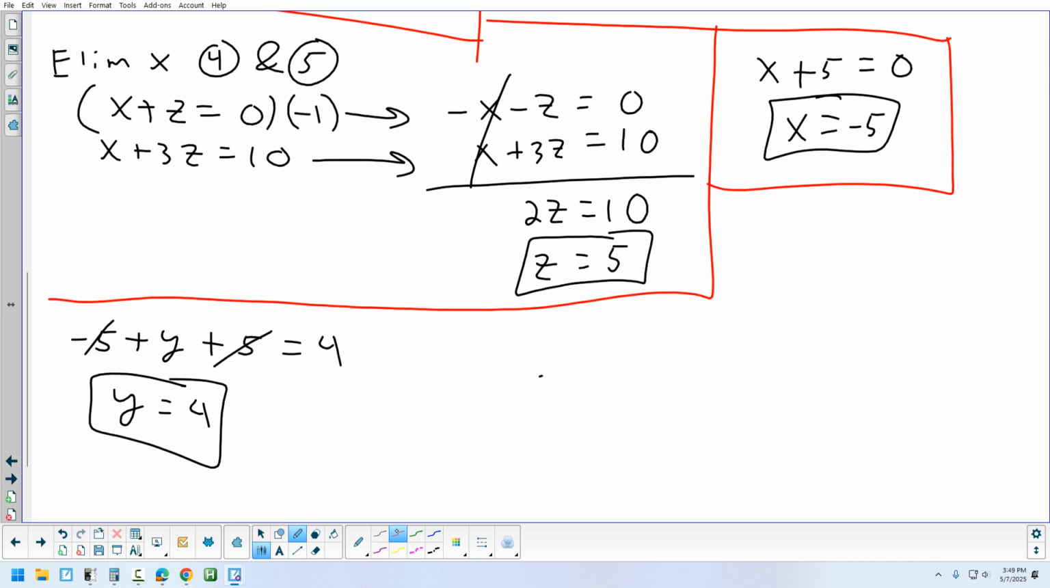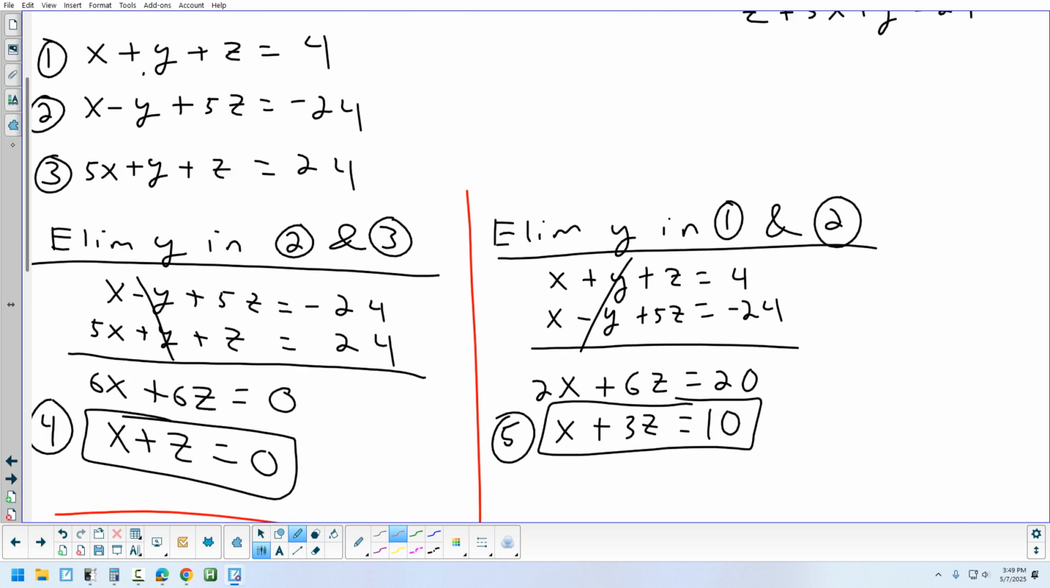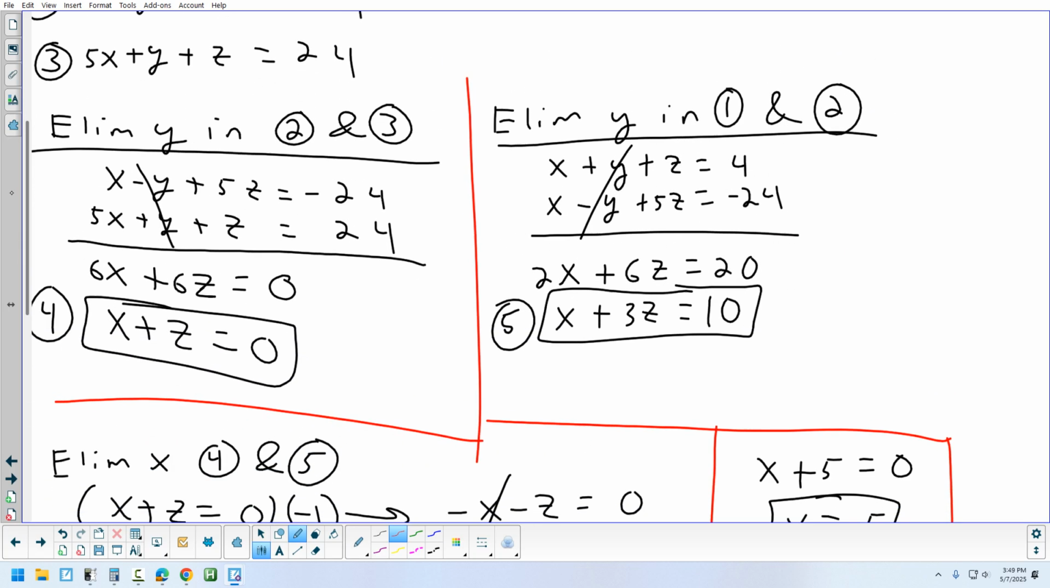Okay, so that was a very nice system. Everything worked out, no decimals, things just canceled. It's about as nice of a flowing problem as you're probably ever going to get. Sometimes it's not that nice. Any questions on that one?